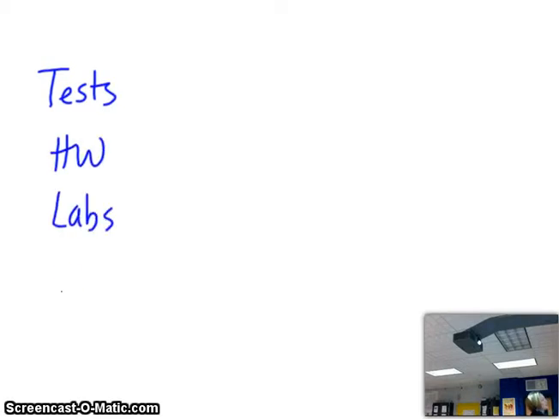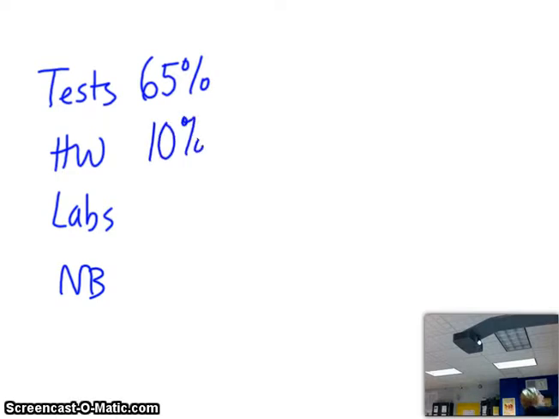Your grade in my class is based on 4 components: tests and quizzes, homework, labs, notebook. Those 4 components. I do not do a straight average. I do not add up all your scores and divide by however many scores there are. I do a weighted average. So I take your test average and I multiply that by what it's worth, which is 65%. Your homework is worth 10%, your labs are worth 15%, and your notebook's also worth 10%.